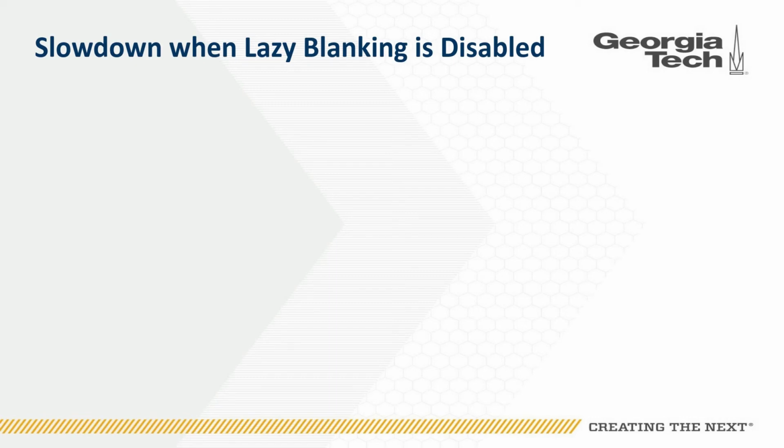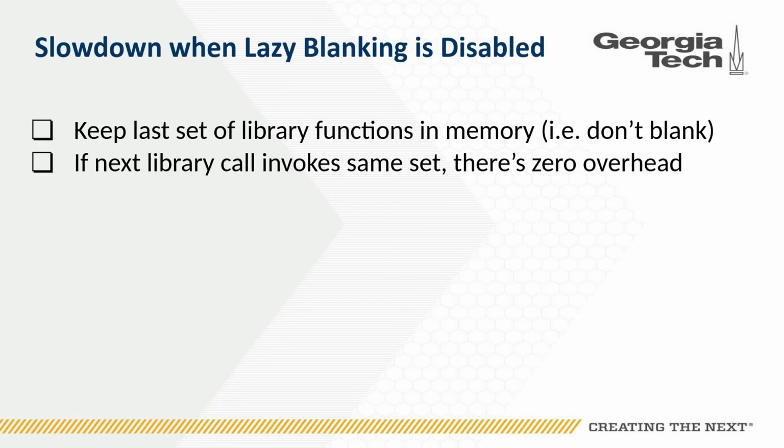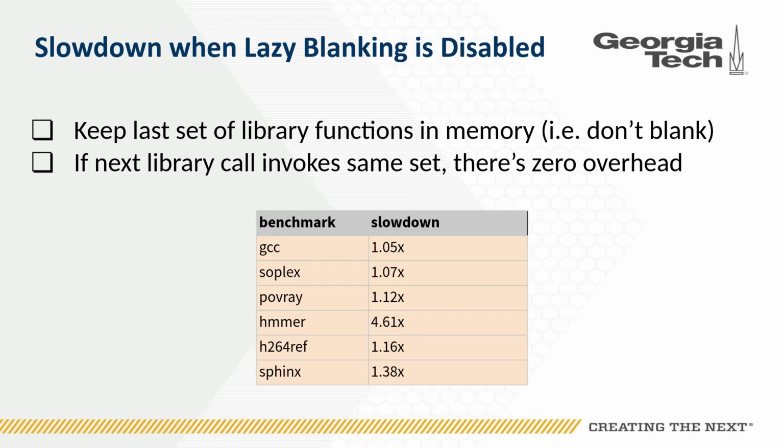We've termed one of our optimizations lazy blanking. The idea is to keep the last set of executed library functions in memory so that if the subsequent library call invokes them again, they're already there. This table shows how much worse several of the benchmarks' performance numbers get when you don't use lazy blanking. So the biggest difference is HMMER, which is 4.61x slower, and GCC is about 1.05x slower.